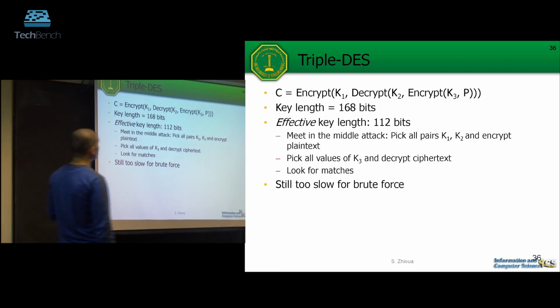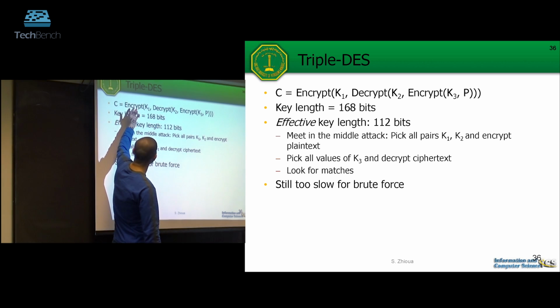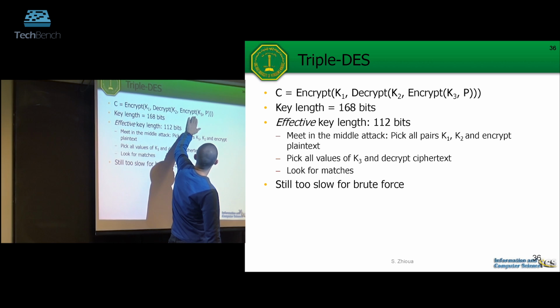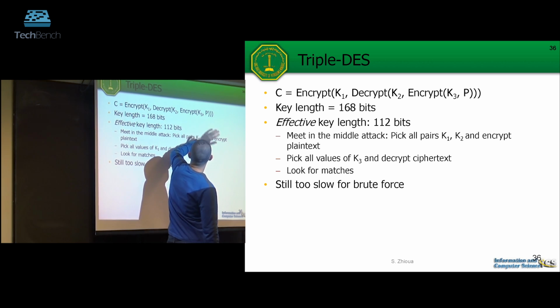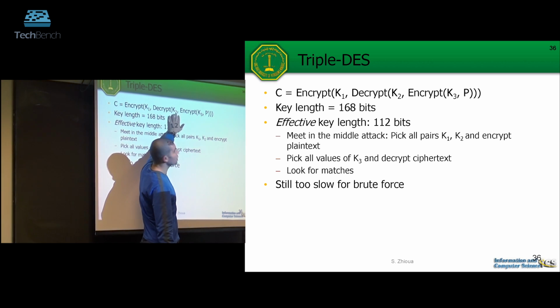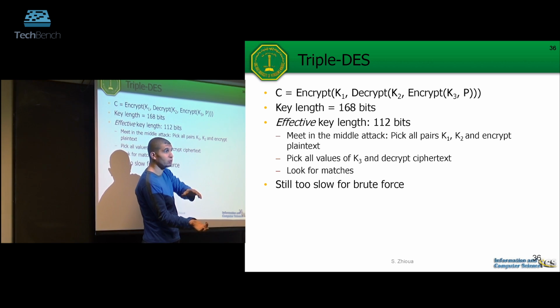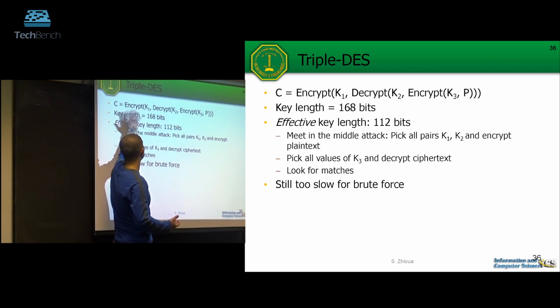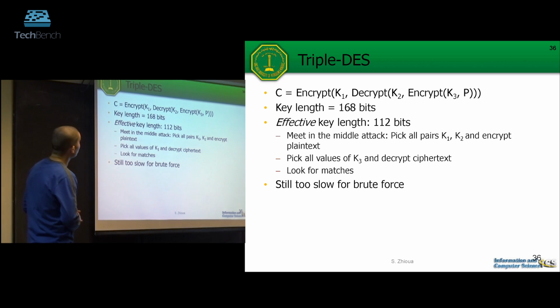Here the process is to start by encrypting the data with a certain key. Then you decrypt the result with a second key. You take that result and decrypt it with a certain key, and then you encrypt the result with a third key to obtain the ciphertext. The length of the key is 168 bits, but the effective key length is 112 bits.